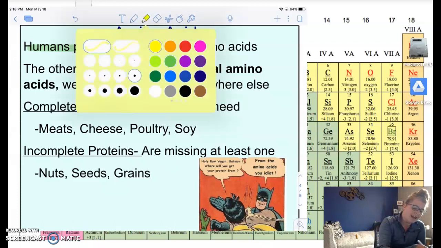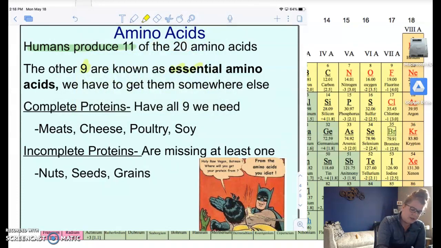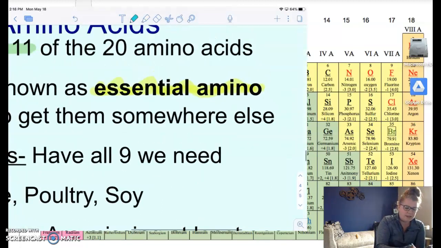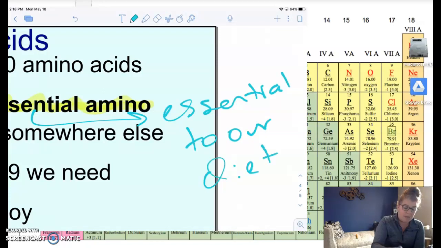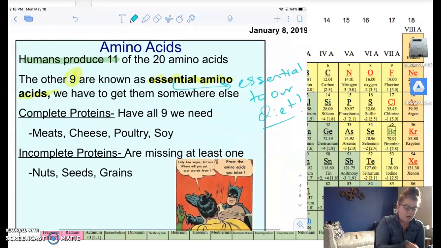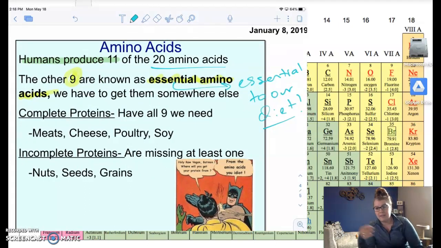So there are 9 essential amino acids. The reason we refer to them as essential amino acids is because they are essential to our diet. Meaning, because our bodies do not make them, we need to eat them. We need to have all 20 available. That's what makes all the different parts of our body unique and different from one another, all these different building blocks. So if we make 11, we need the other 9. We get the other 9 from our food. They are essential to our diet. Therefore, they are the essential amino acids.